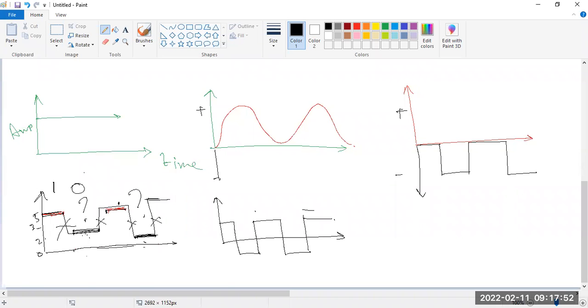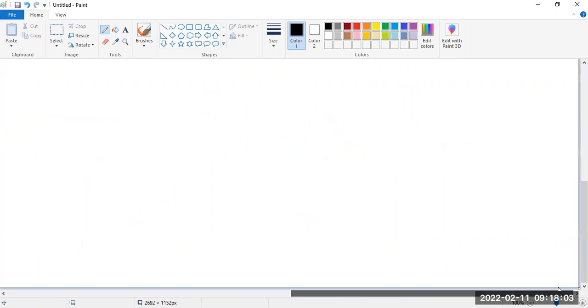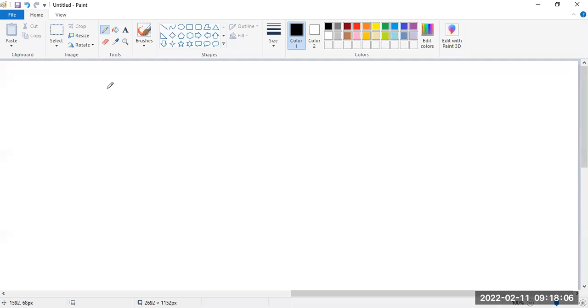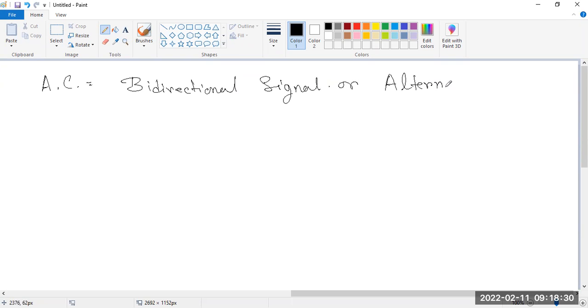Look, AC must have the magnitude on both sides, means positive side and negative side. But DC has only single side magnitude. Then this is called the DC. This is the main definition of AC and DC signal. Look, AC signals means bidirectional signals, or alternating in nature.